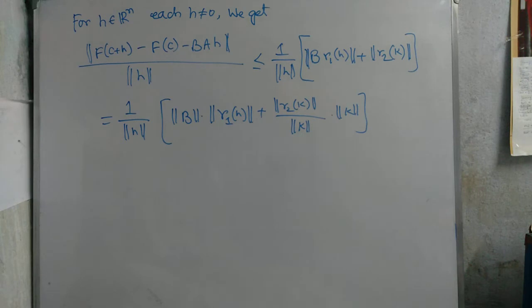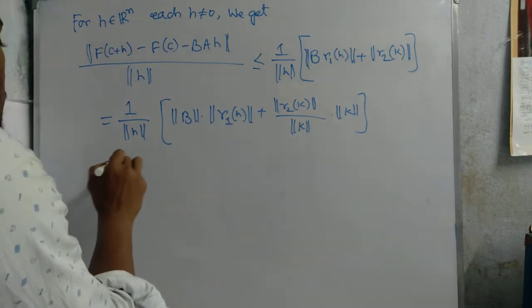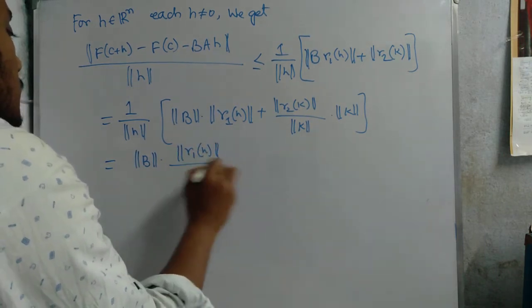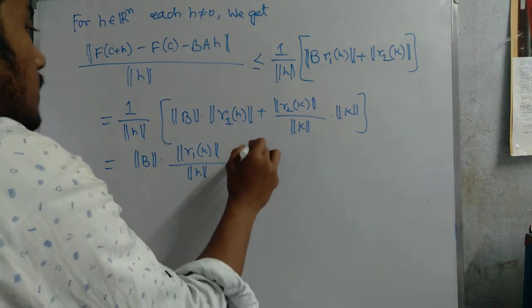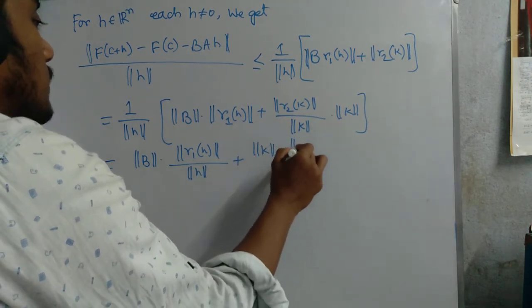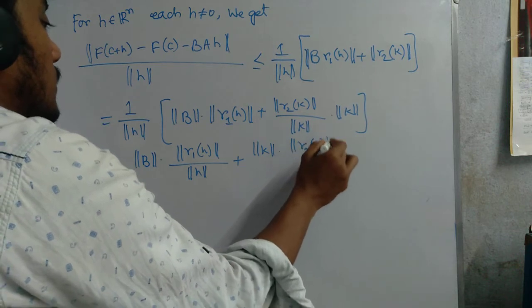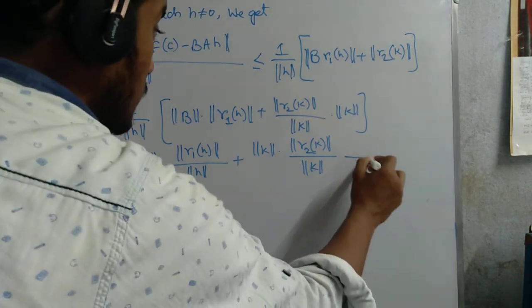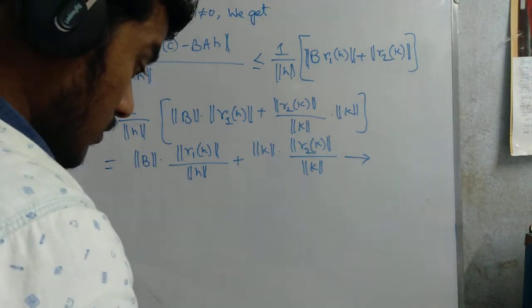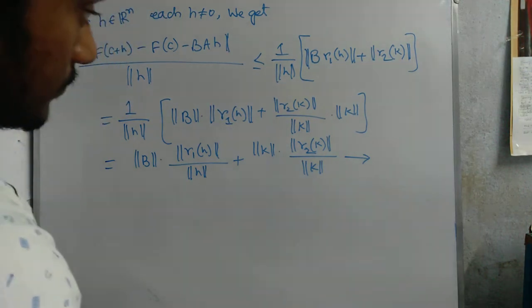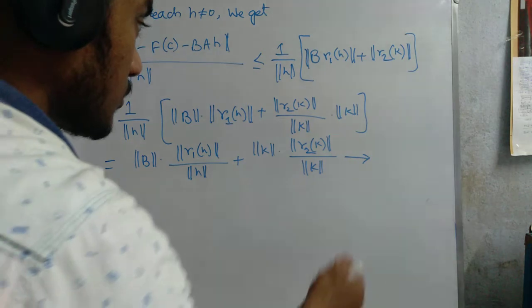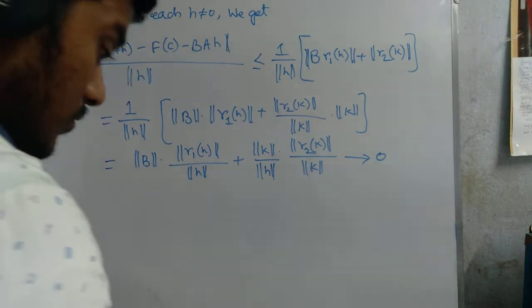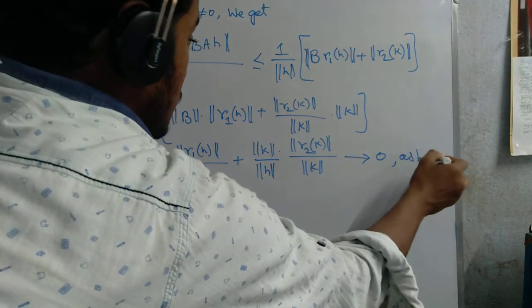Then this is less than or equal to the norm of B times the norm of R1(h) over the norm of h, plus the norm of k over the norm of h multiplied by the norm of R2(k) divided by the norm of k. This tends to 0 as h tends to 0.